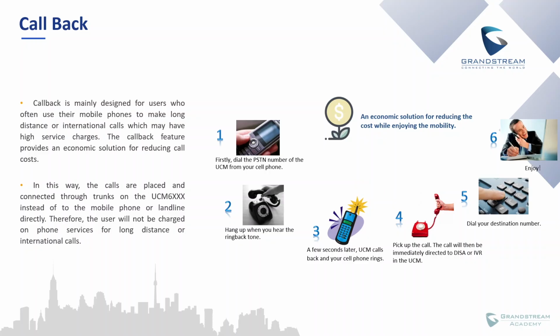The first step is to dial the PSTN number of the UCM from your cell phone. Once you hear the ringback tone, you hang up and the UCM will call you back after some seconds, and after you pick up the call, you will be directed to DISA or to the IVR. In this way, the calls are placed and connected through trunks on the UCM 6000 instead of the mobile phone or landline directly. Therefore, the user will not be charged on the phone services for long distance or international calls.